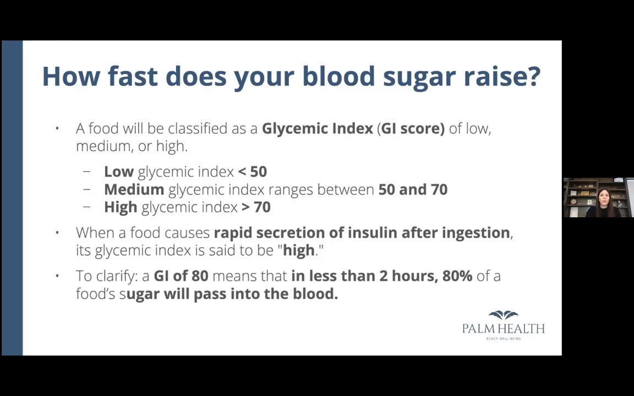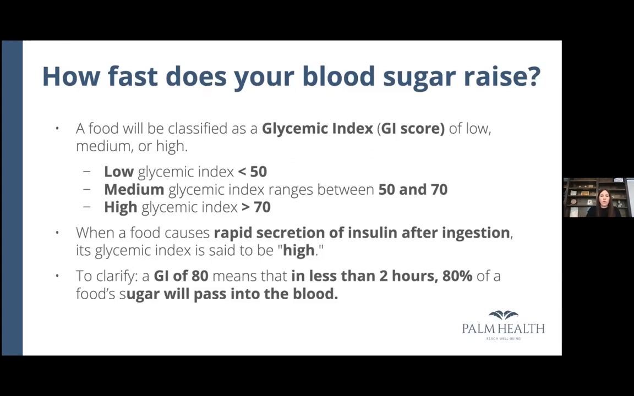So something with a low glycemic index is a food that has less than 50. And that means that in less than 2 hours, only 50% of that food's sugar is going to pass into your bloodstream. Something with a high glycemic index is over 70. So that means that food is going to cause a rapid secretion of insulin after ingestion, and over 70% of that food's sugar is going to pass into the bloodstream.